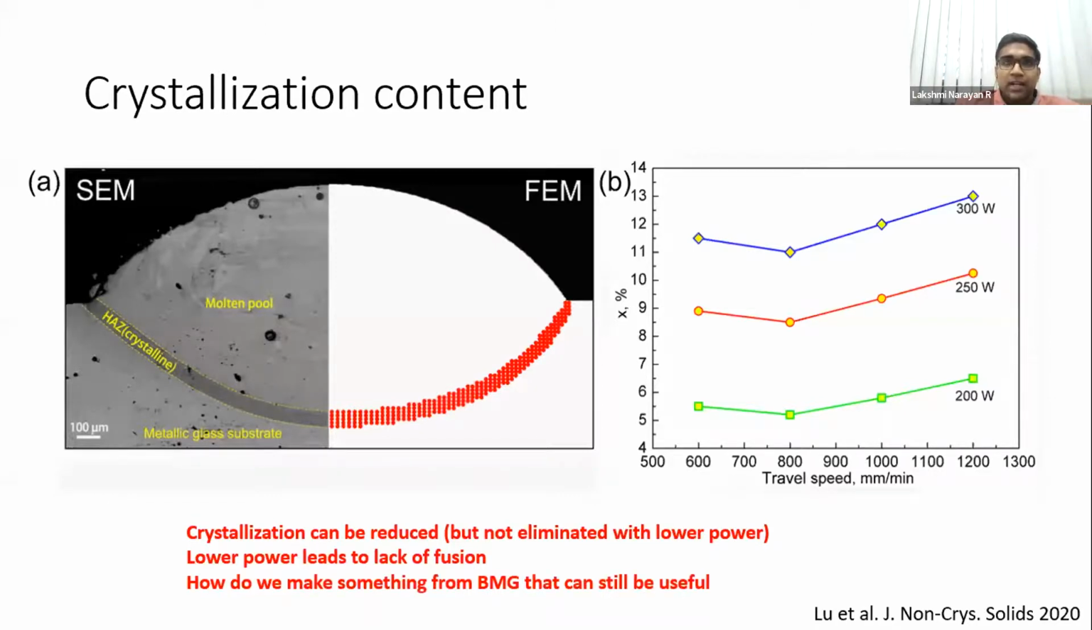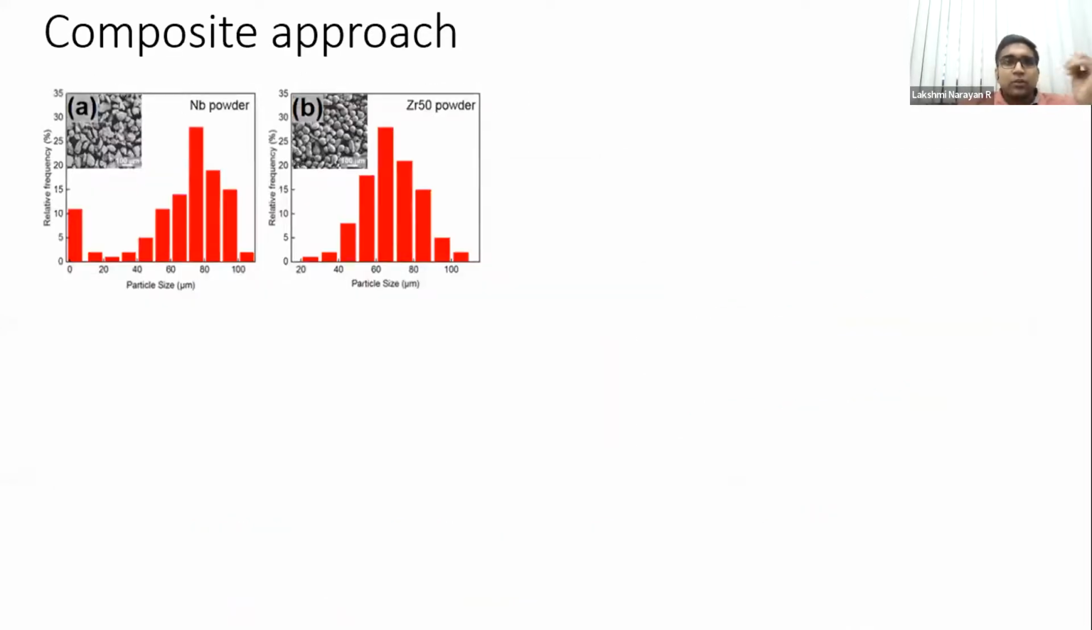Now the strategy to change this, and of course the problem with crystallization, as I already told you, is that the material becomes brittle. So this material is extremely brittle. You make a metallic glass, you want very nice mechanical properties, you 3D print it and immediately go out, it breaks like a biscuit. Okay, so that's not good. So what are we going to do? We are going to make BMG something that is still useful. Okay, and to do that, what we are going to do is mix niobium powder, the age-old method of mixing niobium powder with your zirconium powder.